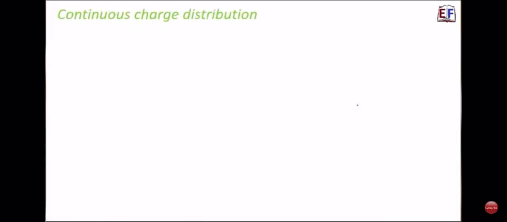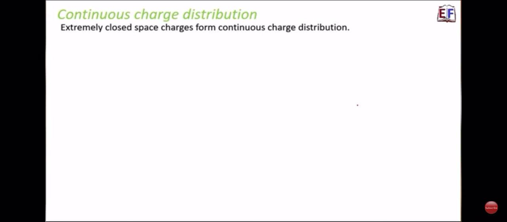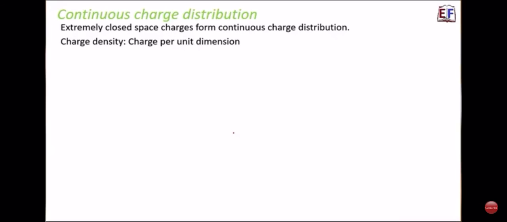Continuous charge distribution. Charge is still discrete in nature, just that the distribution is continuous. So extremely closed space charges form continuous charge distribution. So when we talk about continuous charge distribution, we talk about three things. One is linear, second is superficial, and third is volumetric. So we basically talk about charge density. Rather than a discrete value of charge, we talk about the density, that is charge per unit dimension.